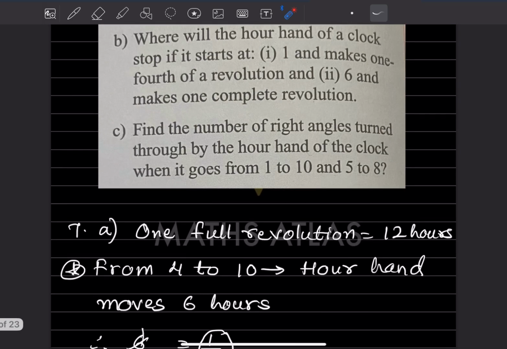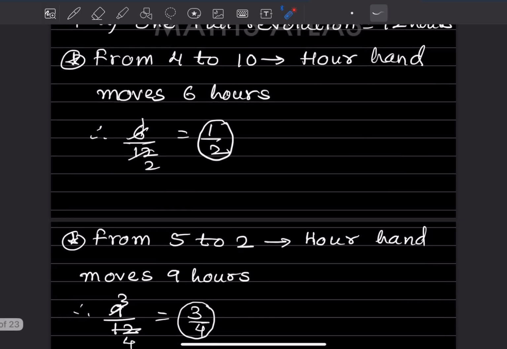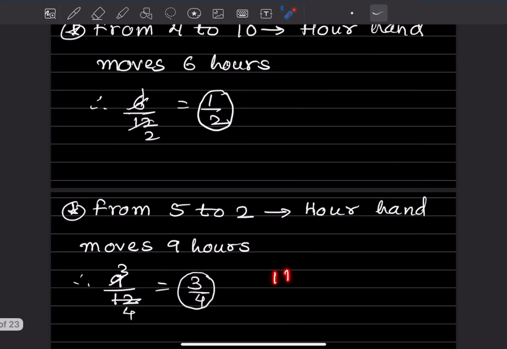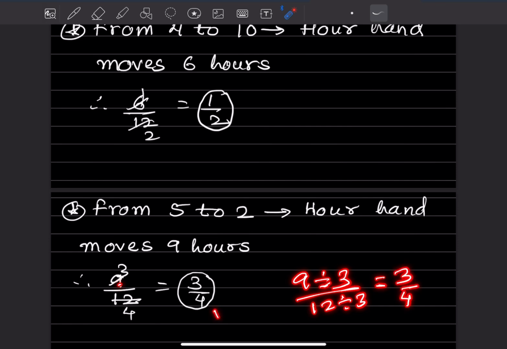And 5 to 2. So from 5 to 2, one revolution is 12 hours. So that will be 6, 7, 8, 9, 10, 11, 12, 1 and 2. So this is going to be 9. So 9 by 12, because total one revolution is 12. When you simplify this, 9 divided by 3 and 12 divided by 3, that is going to be 3 by 4. So that is 3 by 4.